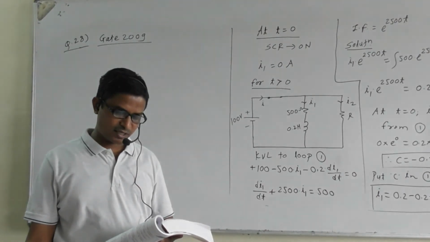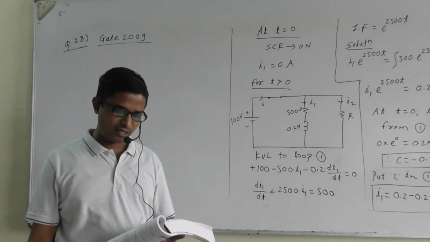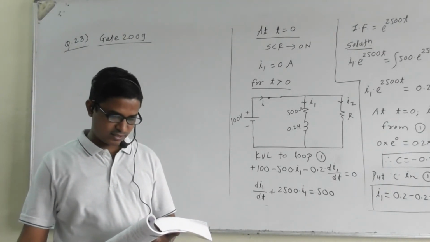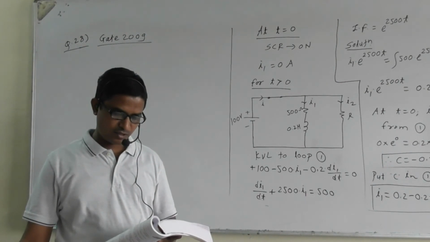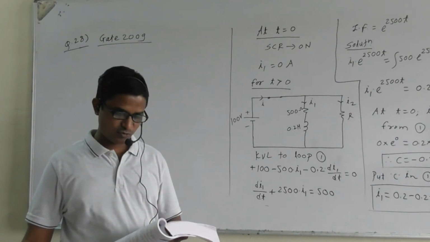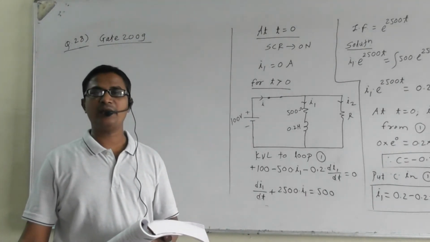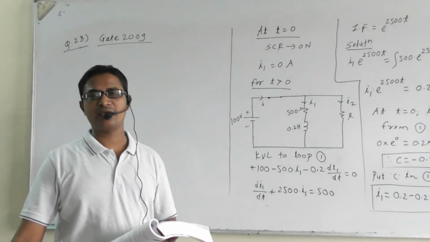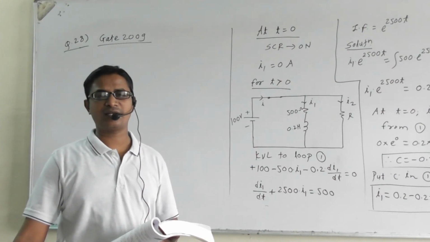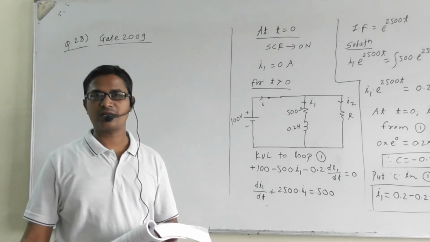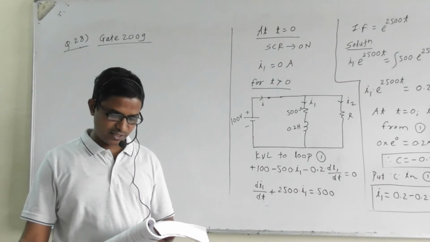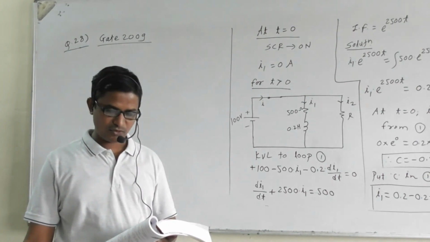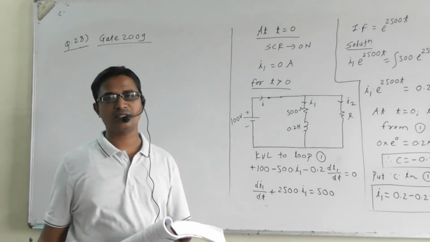Second option: it conducts only during 1/2 cycle of an alternating current wave. No. Next, it can be turned on but not off with a gate pulse. Please check option C. It can be turned on by a gate pulse but it cannot be turned off by a gate pulse. Yes, this is the correct answer. The last one, it can be turned on only during 1/2 cycle of an alternating voltage wave. This is not the correct answer. Are you getting the point?